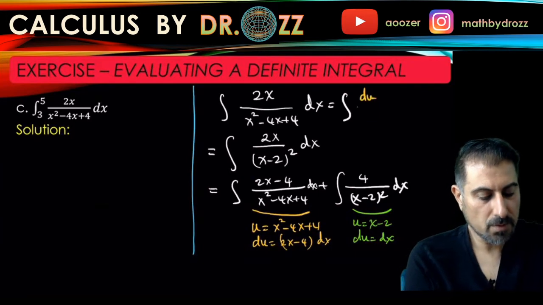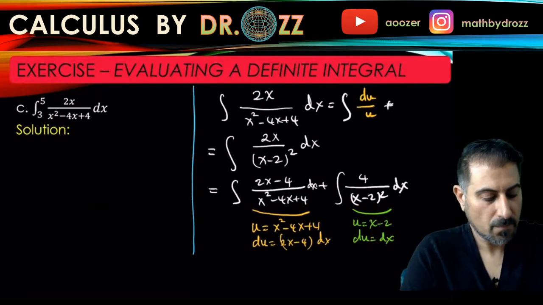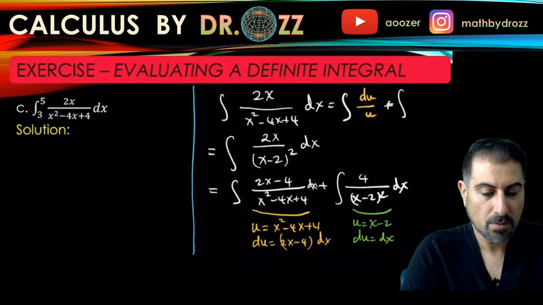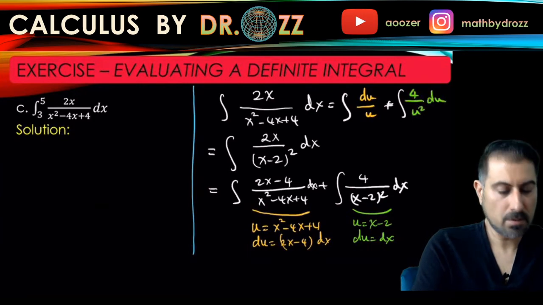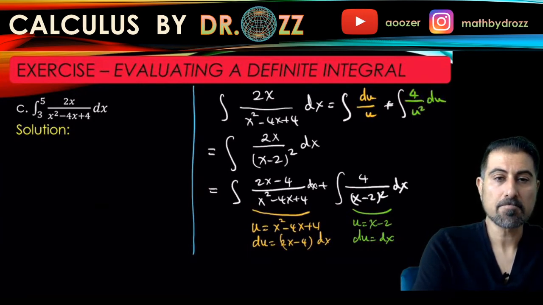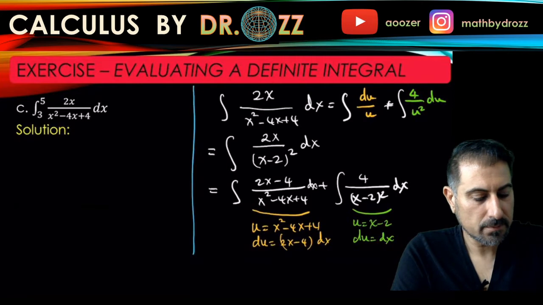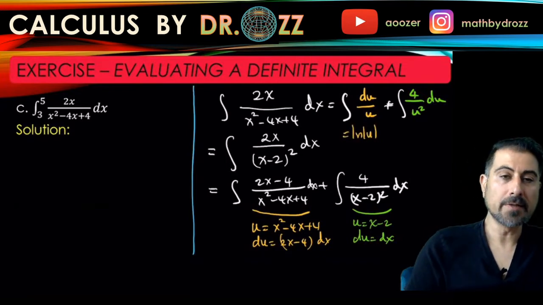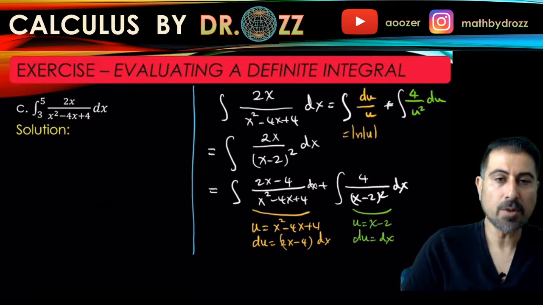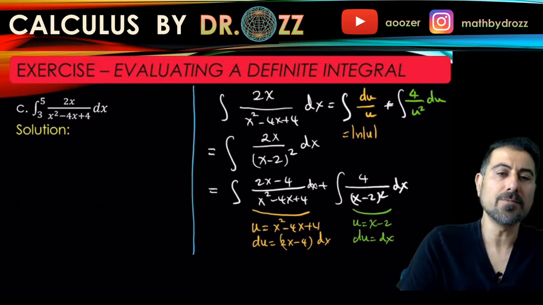I use yellow all the way, and now I'm going to use green. That's going to be 4 over u squared du. All right, the first integral is ln of the absolute value of u, and the second integral is rewriting that as a term with a negative exponent, 4 times u to the minus 2. So the integral of that is 4 times u to the minus 2 plus 1, divided by minus 2 plus 1.